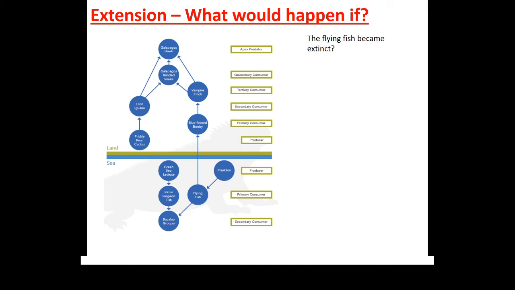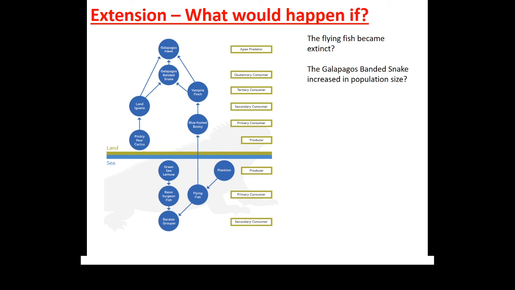The land would be affected because the blue-footed booby would have less things to eat, which would have a negative impact on the vampire finch. There'd be less of those. Because there's less of those, then the Galapagos hawk would have to eat more banded snake. If they eat more banded snake, that's good for the land iguana because it then has one less predator.